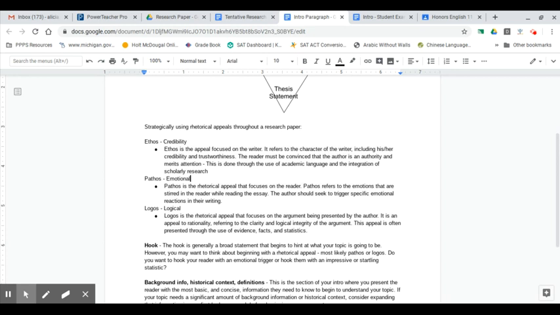And then finally, logos, which is logic. Logos is the rhetorical appeal that focuses on the argument being presented by the author. It is an appeal to rationality, referring to the clarity and logical integrity of that argument, so your thesis. And this appeal is often presented through the use of evidence, facts, and statistics. So logos is set up by your thesis statement, your argument, and proven by the scholarly research, facts, statistics that you weave into your paper. And this logos builds your ethos, your credibility.